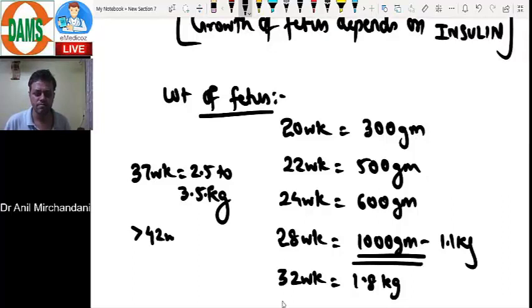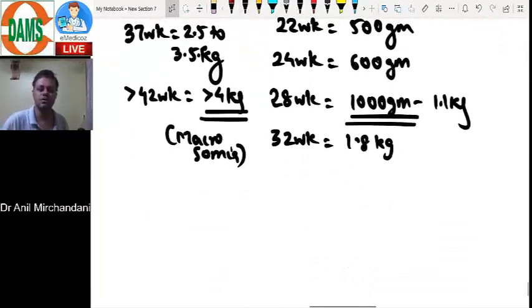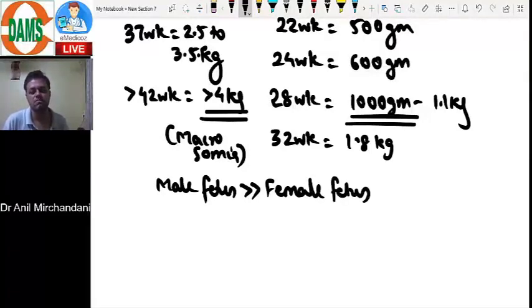Post-term pregnancy would have macrosomia. In India, we consider more than 4 kg as macrosomia. Okay. Male fetus more common than female fetus. I mean to say, male fetus will have macrosomia more commonly than female fetus. Guys, so one thing we wrote as anencephaly more common in female fetuses. Macrosomia is more common in male fetuses. Okay, got it? Very clear.